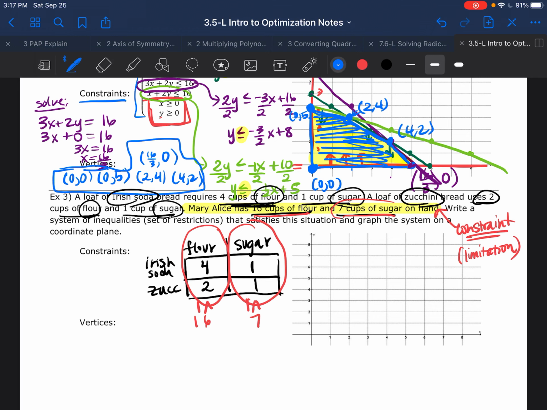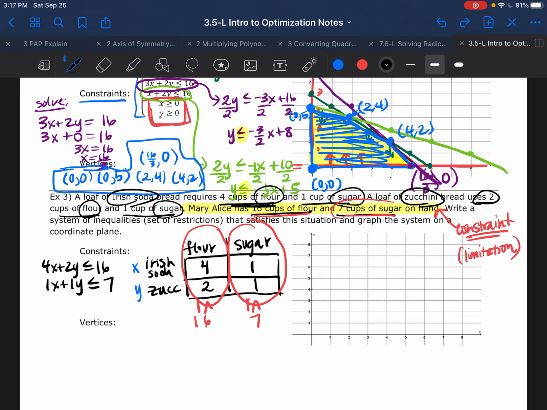And so now you can decide, we'll make these our variables. And so Irish soda is our x. You can use any letter you want. We'll make zucchini our y. And so to write the actual constraints, I know 4x plus 2y has to be less than or equal to 16, and 1x plus 1y has to be less than or equal to 7. Okay, so Irish soda bread is represented by x. Zucchini is represented by y.